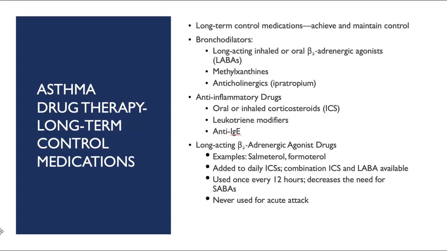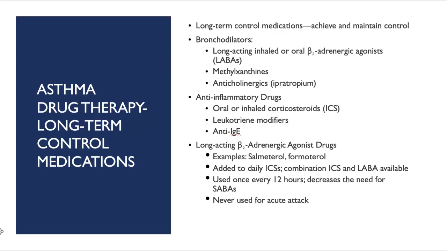Bronchodilators such as long-acting beta agonist, LABAs, methylxanthines, anticholinergics, that ipratropium that I talked about, can be used as acute or long-term. Anti-inflammatory medications such as oral or inhaled corticosteroids, leukotriene modifiers, and anti-IgE.